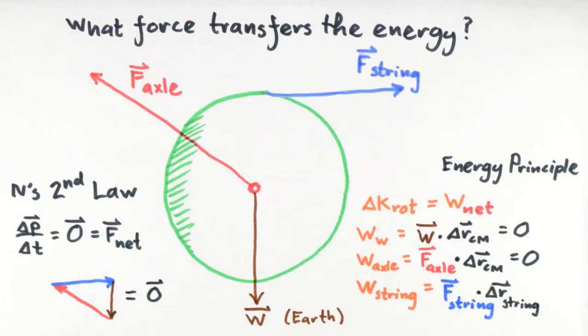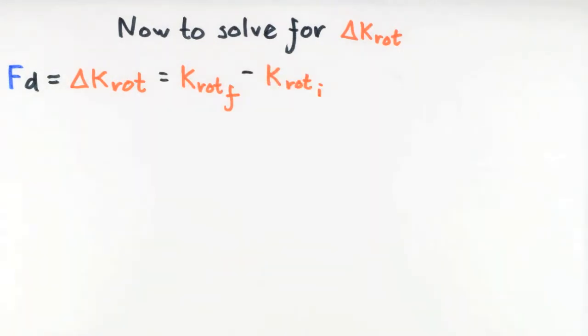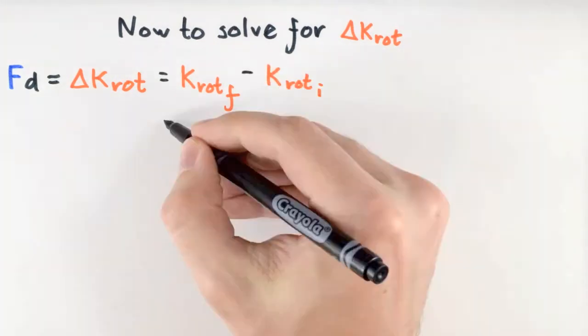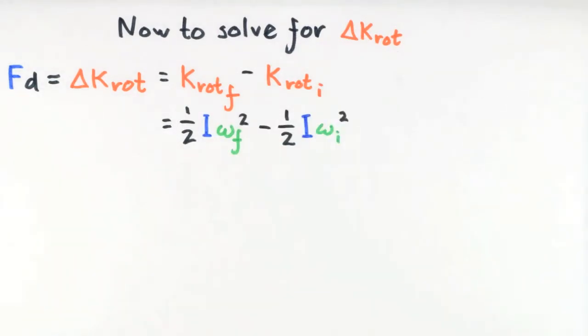So this pulling force, which acts parallel to the string, does non-zero work that is equal to the magnitude of the force times the magnitude of the displacement, which we symbolize with the letter D. Now, the change in rotational kinetic energy is the final rotational kinetic energy minus the initial rotational kinetic energy, where the rotational kinetic energy is 1/2 times the moment of inertia of the disk times the angular speed squared. Now, since the initial angular speed is 0, the initial rotational kinetic energy is 0.